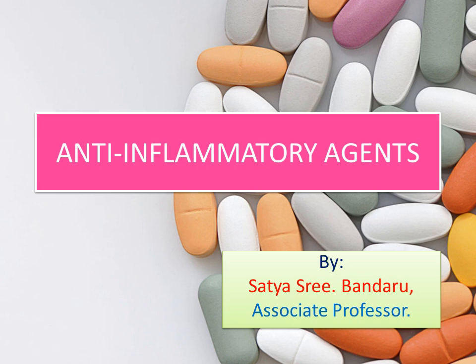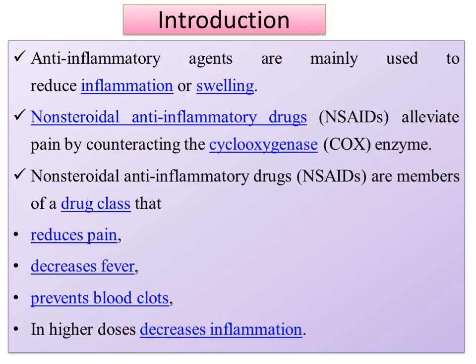This is a very important topic under the 5th unit according to the PCI regulation for second-year B.Pharm students. Coming to the introduction, anti-inflammatory agents are majorly used to reduce inflammation or swelling. Such agents we can name as anti-inflammatory agents.